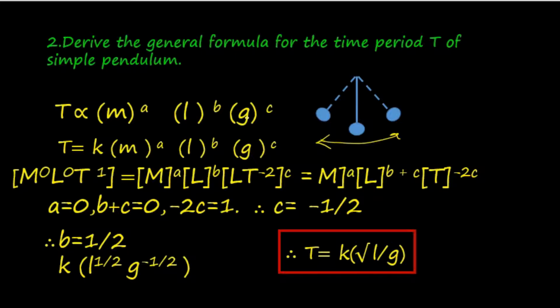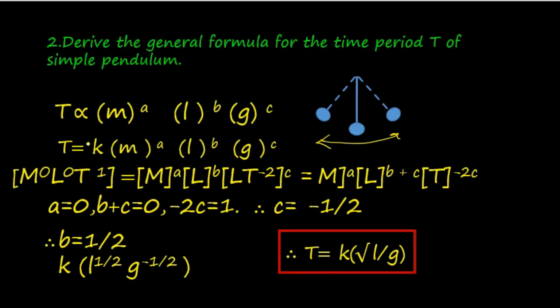I will explain. T is proportional to mass raised to some quantity. We do not know its dimension, so we are just putting it as a. Length raised to b and g, acceleration due to gravity, raised to c. We have to find out these quantities. Let the proportionality constant be equal to k. Then the equation becomes T, the time period, is equal to the proportionality constant k into m raised to a, l raised to b and g raised to c.